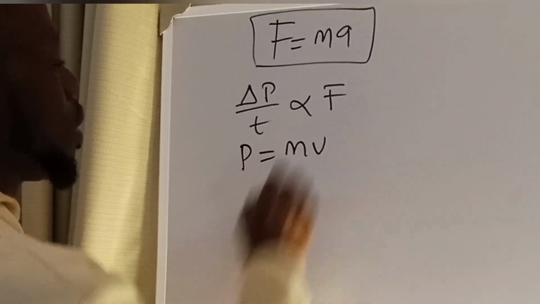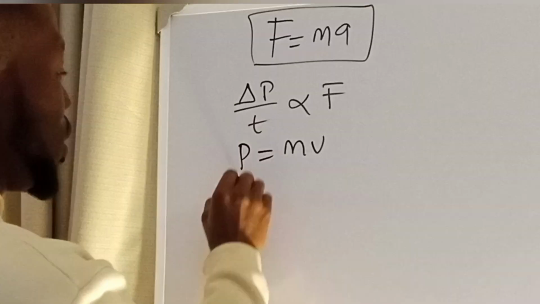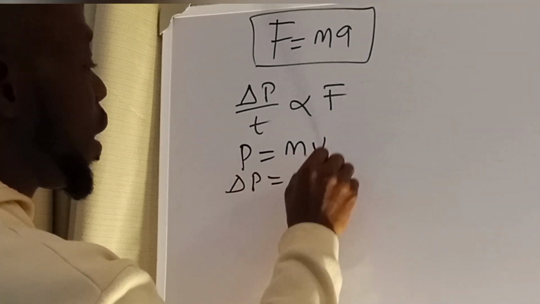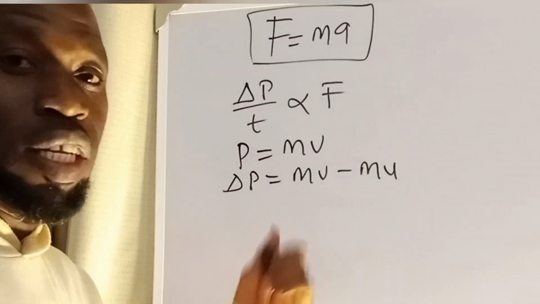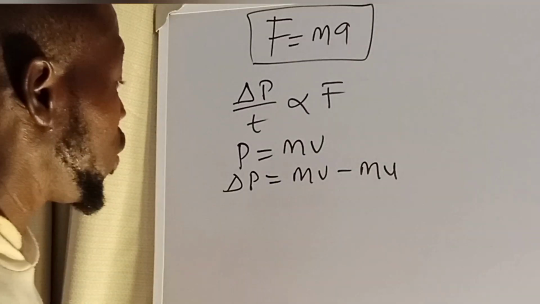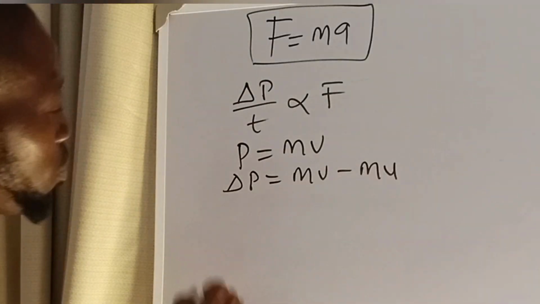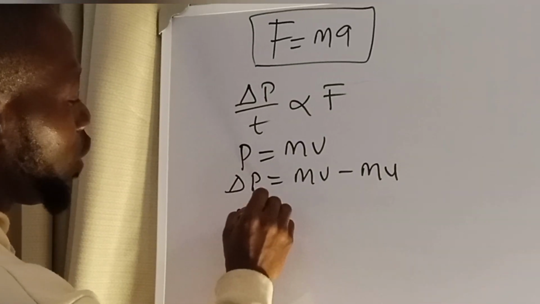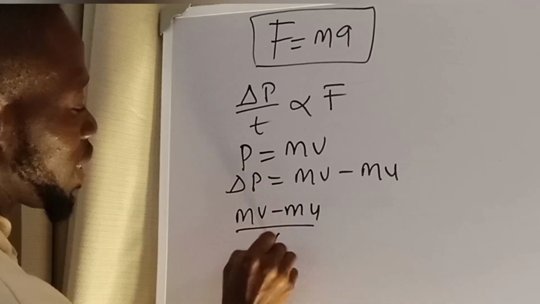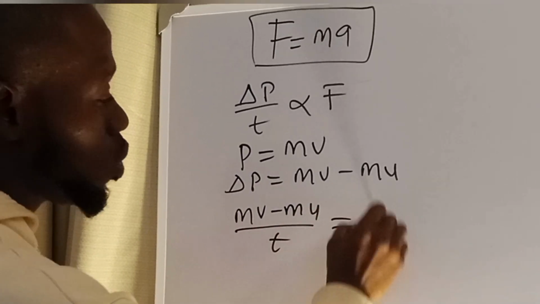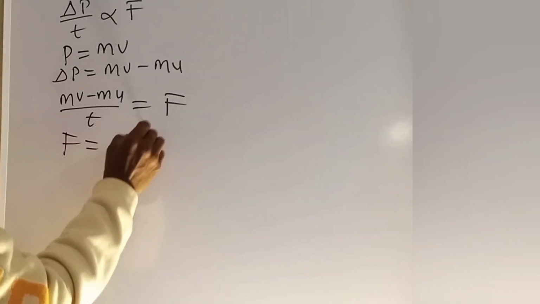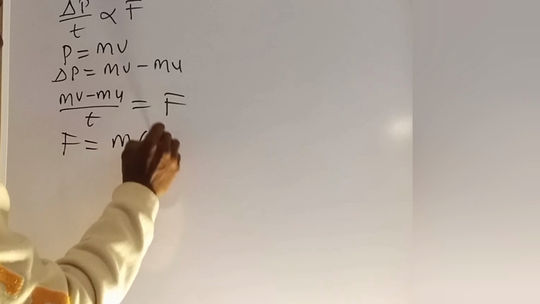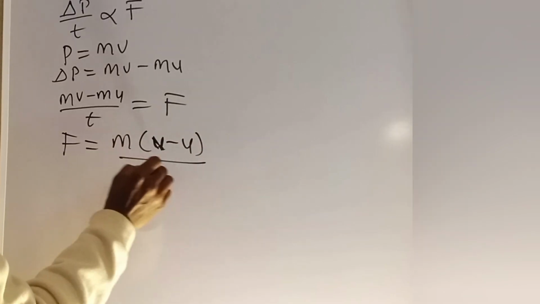Note that momentum is mass times velocity. When there is a change in momentum, it will be mass times final velocity minus mass times initial velocity, mv minus mu, where u is the initial and v the final velocity. Now, the rate of change in momentum, which is (mv minus mu) over time, is equal to the force applied. That's the second law of motion, which means that F equals m times (v minus u) over t.